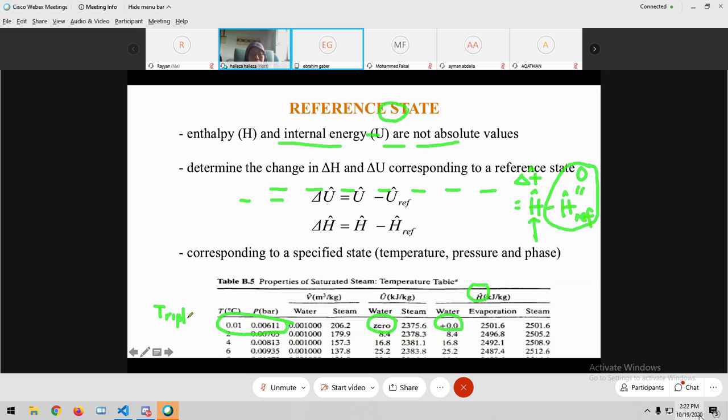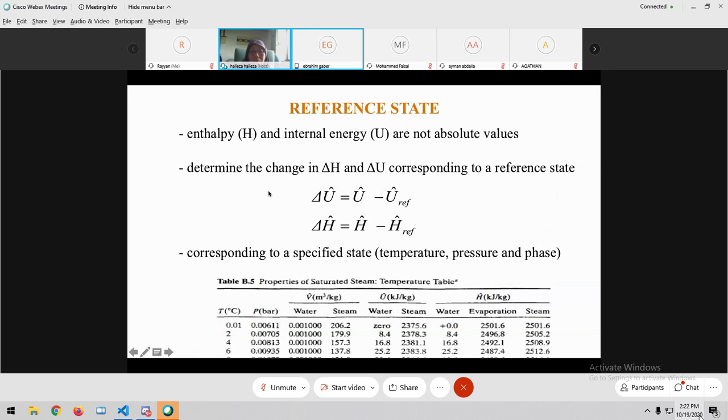I'm not used to having a mouse as my pencil. So that's your triple point. In a steam table, that is always your reference state. So whenever you use the steam table, you need to state your reference, which is the triple point. Any question? Okay, no? Good.